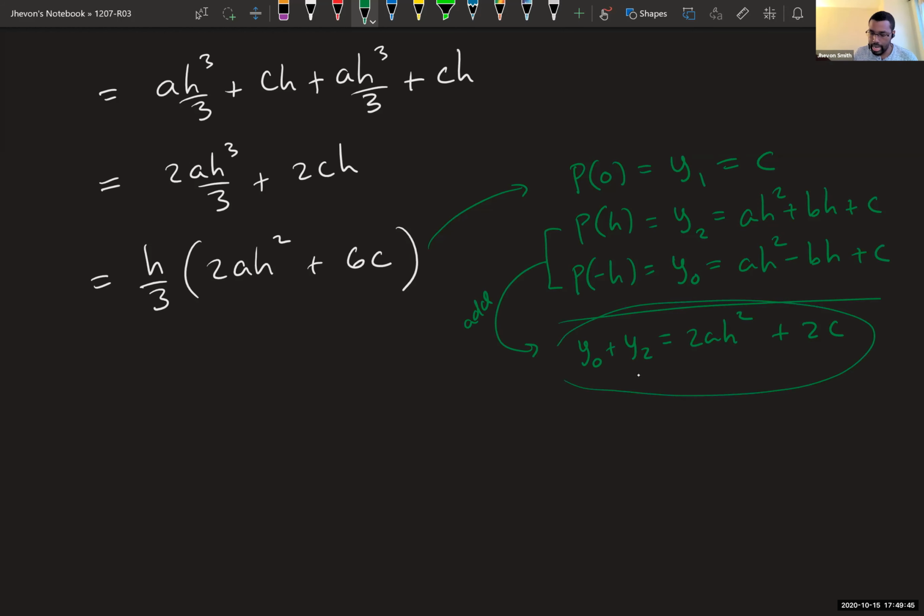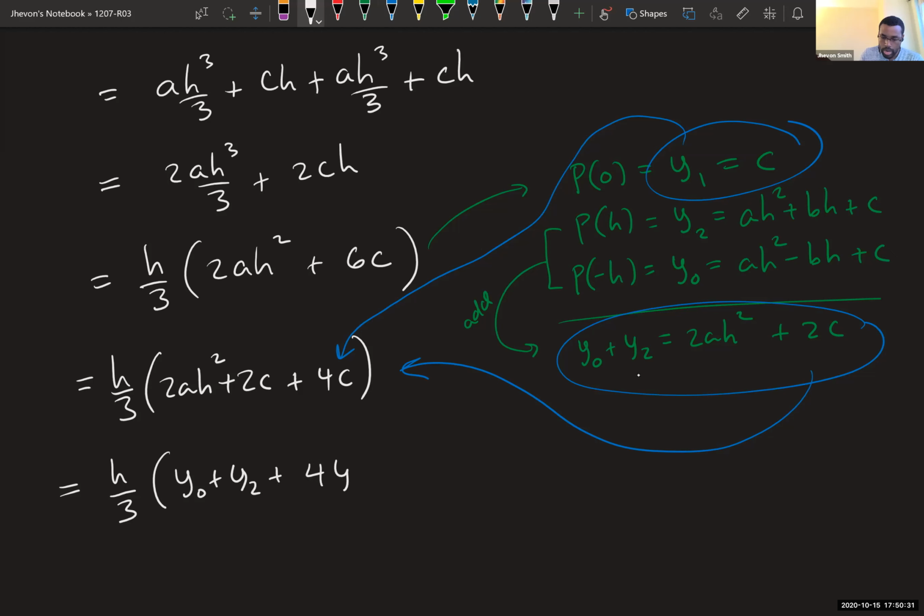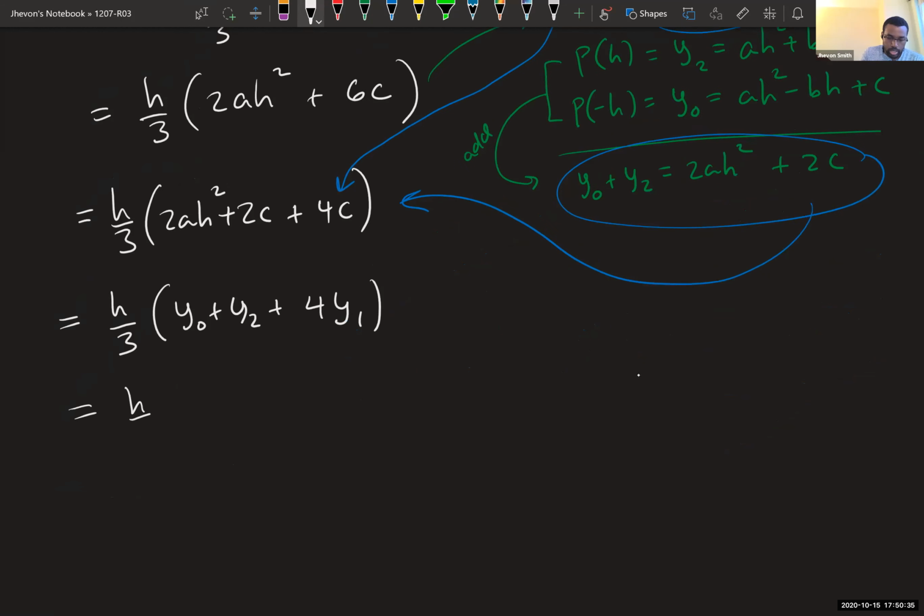And so I'm going to take this and apply it to that. How can I apply it to that? Well, this is 2ah squared plus 4c plus 2c plus 4c. I know the first two terms is just y0 plus y2, but I also know that my c is y1. So I'm going to apply that here. So this would leave me with h over 3 of y0 plus y2 plus 4y1. Or in other words, h over 3 of y0 plus 4y1 plus y2.